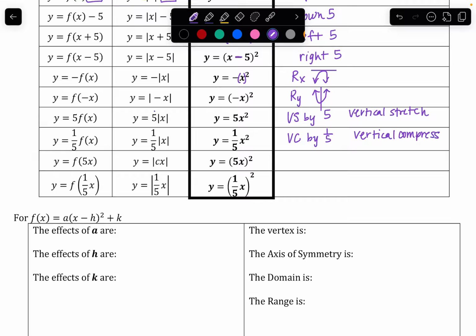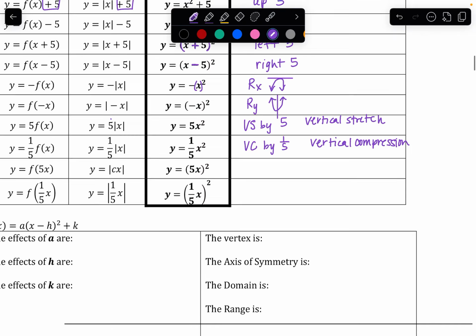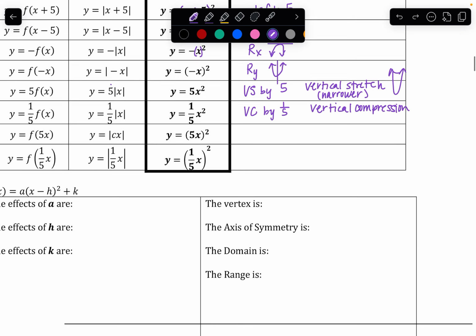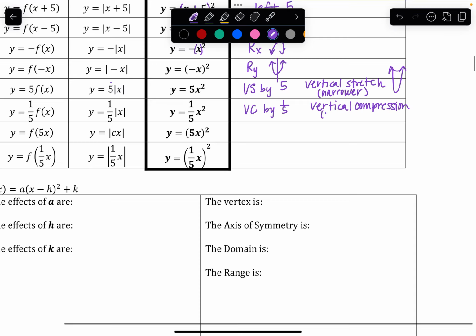Okay, and so if you think of a rubber band, if I'm holding a rubber band and I stretch it vertically, it's going to be narrower. Okay, and so the bigger that number is, the narrower your graph is going to look because the more it's being stretched vertically. The opposite is when you compress it. If you make it smaller or shorter, it's going to look wider.